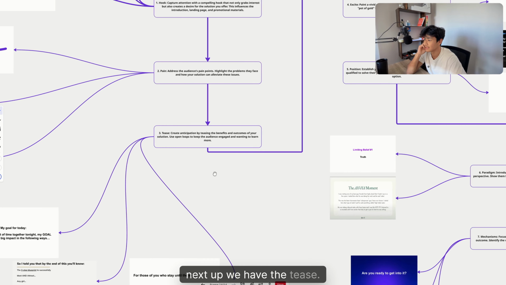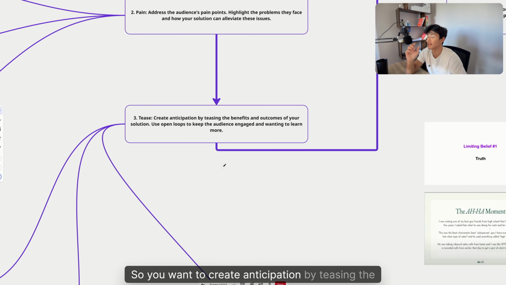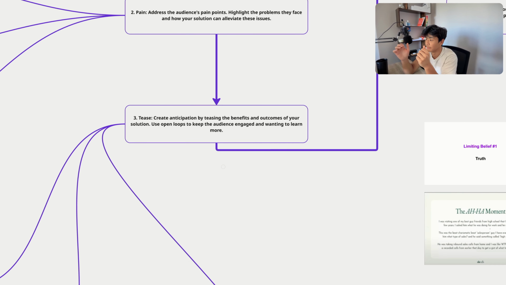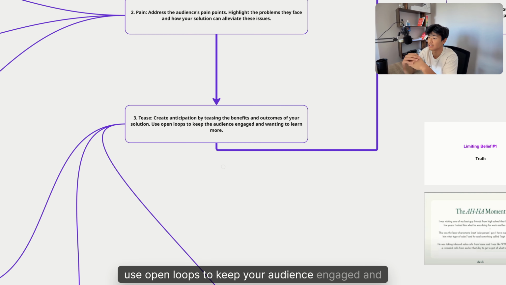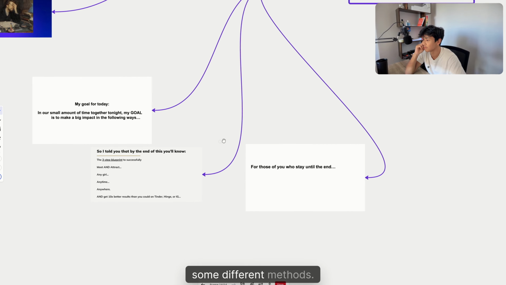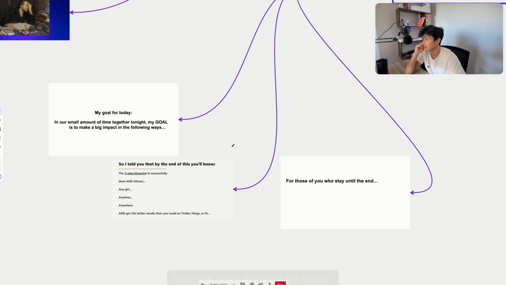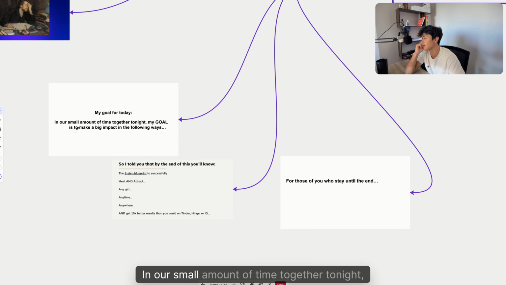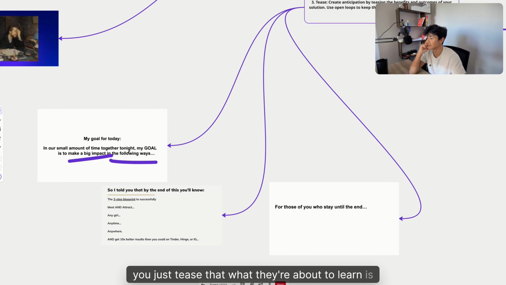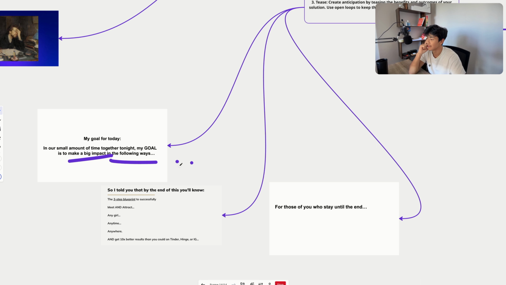Next up, we have the tease. So you want to create anticipation by teasing the benefits and outcomes of your solution. So use open loops to keep your audience engaged and wanting to learn more. So you can do this with, again, some different methods. Here we have my goal for today in our small amount of time together tonight. My goal is to make a big impact in the following ways. So you just get them excited. You just tease that what they're about to learn is gonna give them A to ABC.